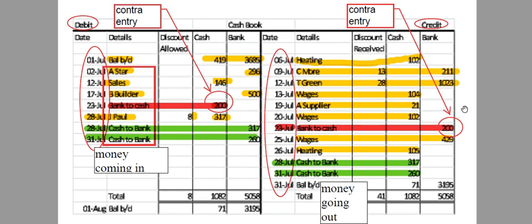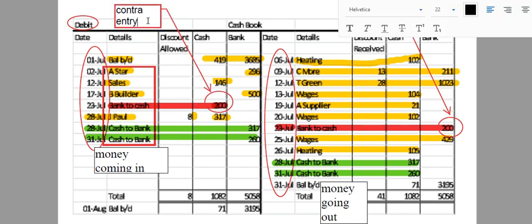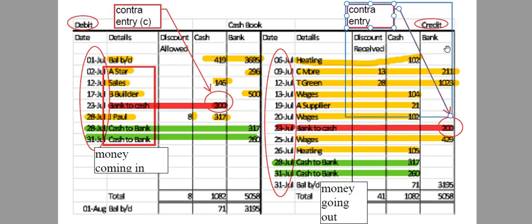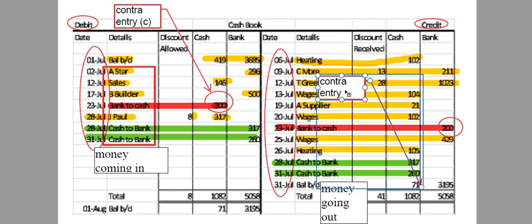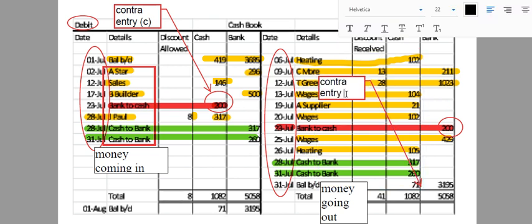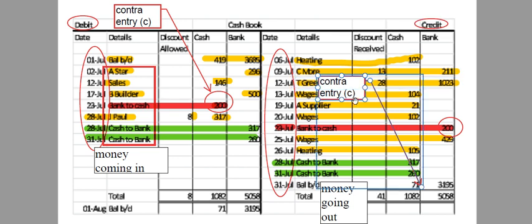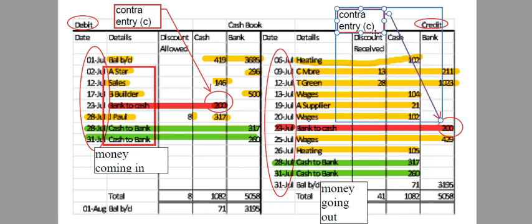In your book and in other places you will see that a small letter C is written beside it. So if you can just write a small letter C within brackets, contra entry will be marked with a C. So if you see this small C written beside an entry in the cash book, it's a contra entry, which means the cash is just changing places. It's not the cash going out anywhere. It's actually just the cash changing places.